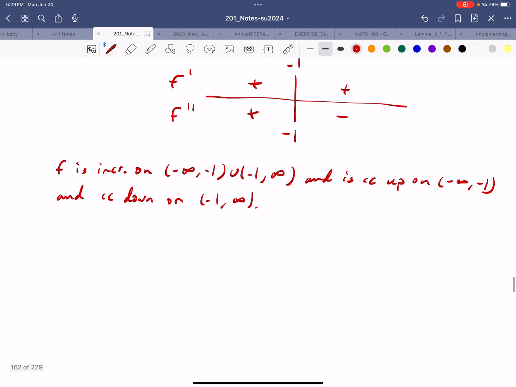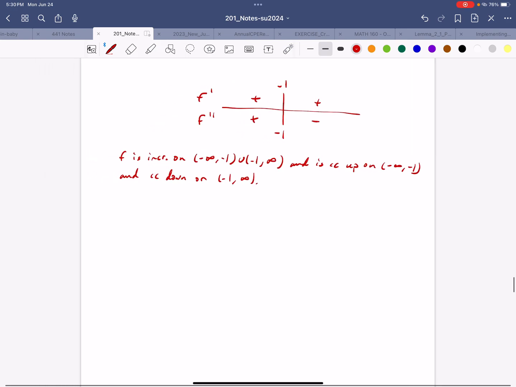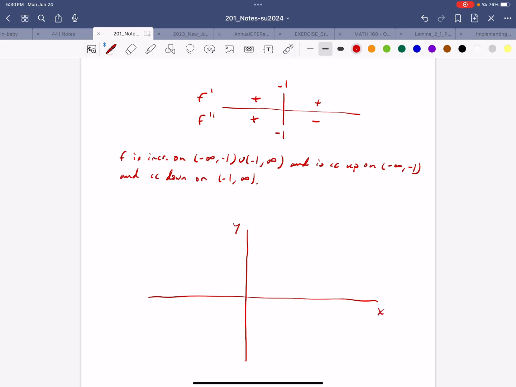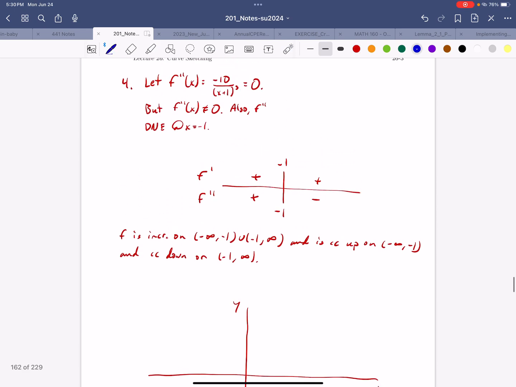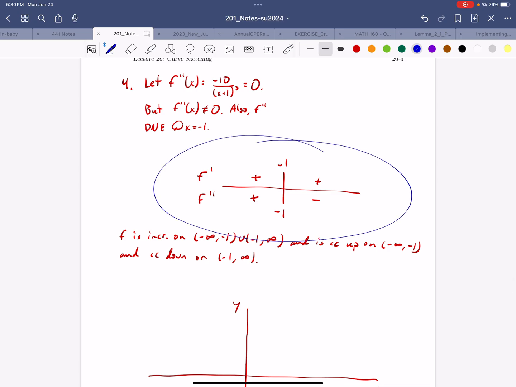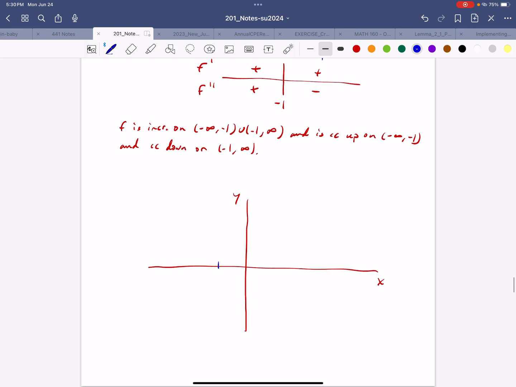So last but not least, we're going to sketch the curve. So one thing to keep in mind is that when we draw this interval chart, we understand the shape of f. Because when we have a curve that is increasing and concave up, we know that that looks like this. And when a curve is increasing and concave down, we know that that looks like this. So all we're going to do is put those shapes together. Now the question is where? Well, we know that we have a vertical asymptote, x equals -1. Right?